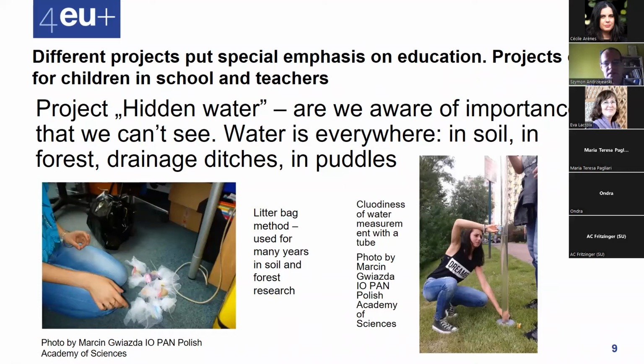But it's also very important to understand where it comes from, and it's also about methodology, because citizen science can also teach people that they should act on strict instructions on how to collect data. One of these data collection methods is the litter bag method, which you can also find on the internet. It's a special methodology that helps people to understand what kind of microorganisms are hidden in the water. And also the cloudiness of water can be measured with a tube.